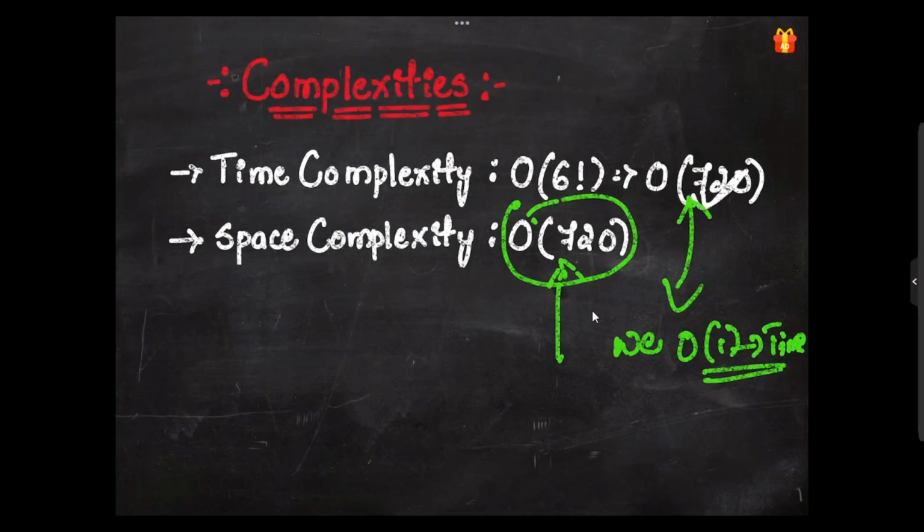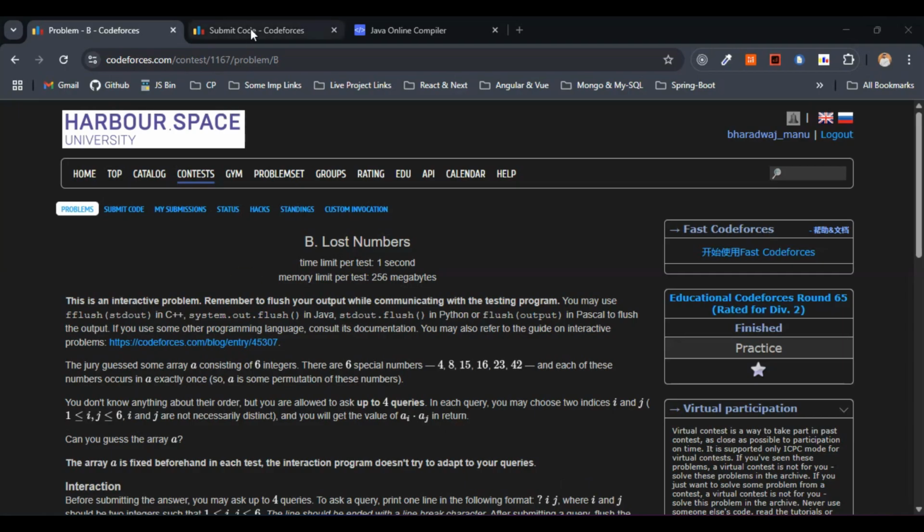So we are done with the approach part. We are done with the approach as well as the complexities part. As we are completely familiar with the approach and the complexities, we are good to write the code. Let's start writing the code. So now let's start writing the code.